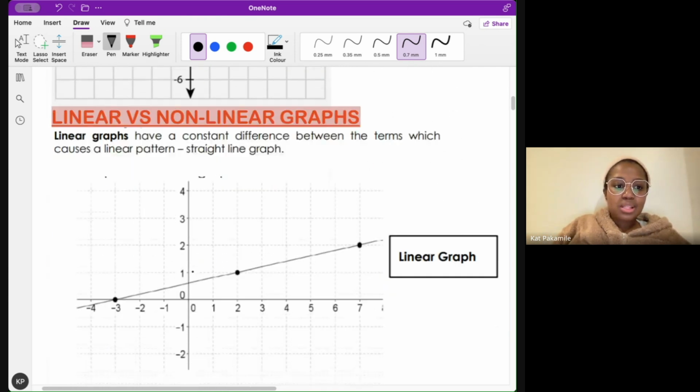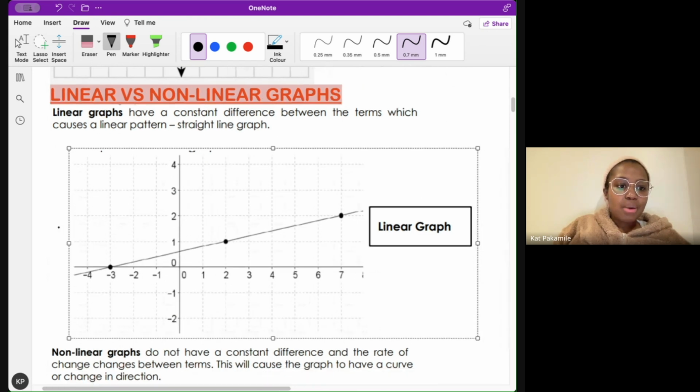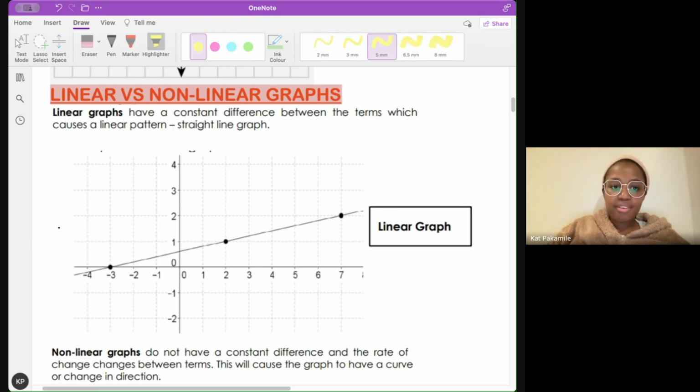Now let's look at the 2 types of graphs. We've spoken about these before, but I thought I would include a formal definition over here. First things first, we need to know what a linear graph is. Linear graphs are graphs with a constant difference between the terms, and that will result in a straight line graph.